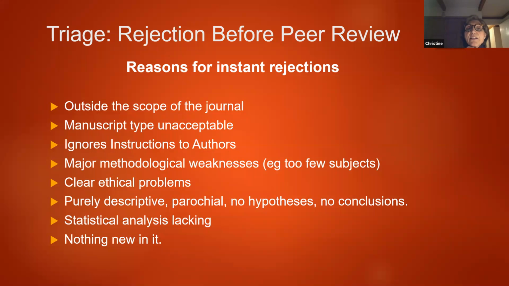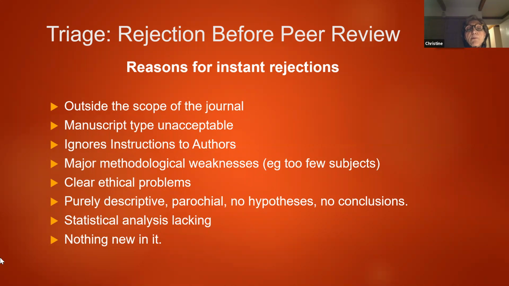Yes. So it's kind of a courtesy to the author too. If you know of other journals that would take a paper that doesn't fit for your journal but fits in another journal, or maybe even a suggestion for a couple of different journals, it's very helpful to the author. And then if there's major methodological weaknesses like too few subjects, or clear ethical problems, then we'll also send the papers back.